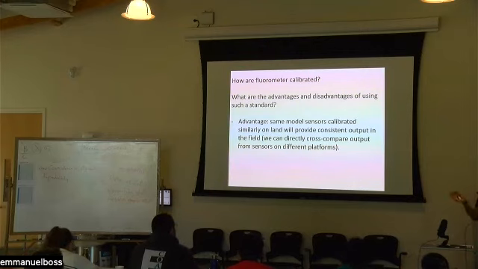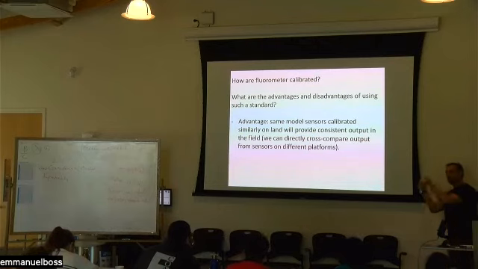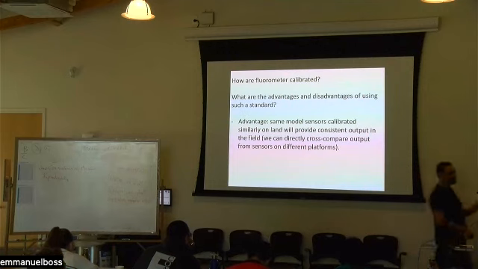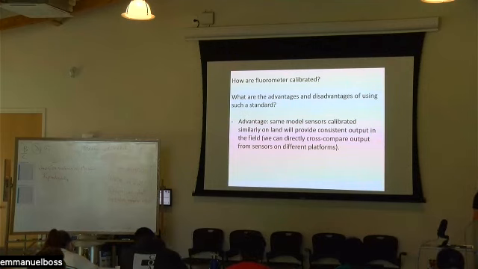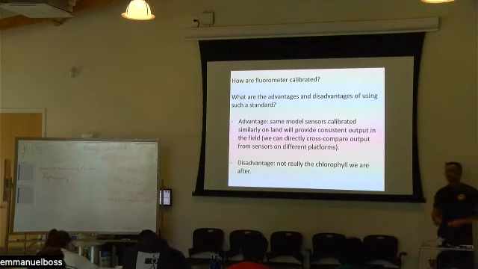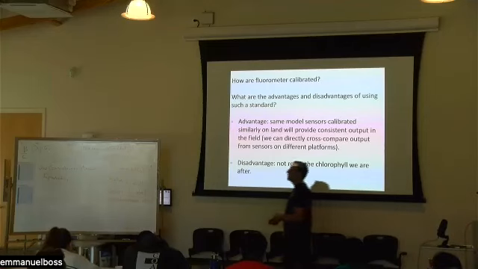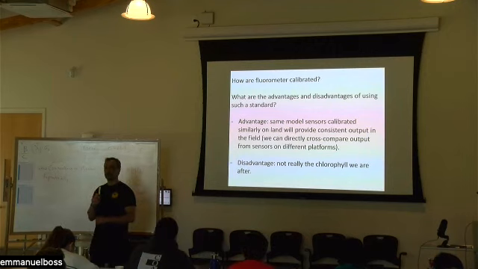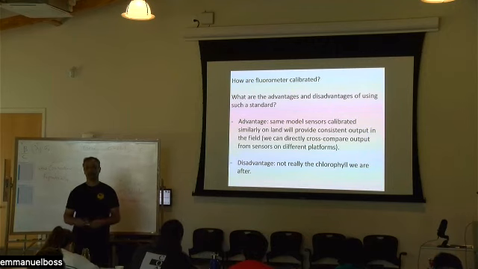So same model sensor calibrated similarly on land will provide consistent output in the field. If they agree here, they'll agree in the field. They give me the same numbers. But this is not exactly the chlorophyll. Yeah. What chlorophyll are we at? We're after the chlorophyll in the cell, the chlorophyll A.